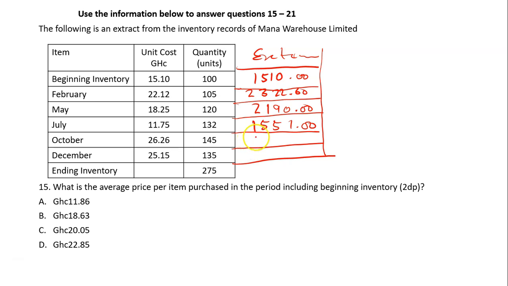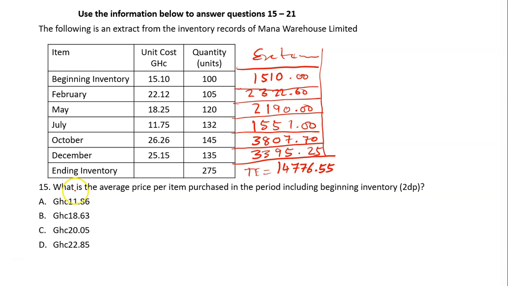Then for October, 26.26 times 145 will give you 3,807.70. Then for December, 25.15 times 135 is what? 3,395.25. So the next thing to do is to find the total extension. Okay, the total extension should be the addition of all the various extensions. So when we add everything, we'll get 14,776.55.